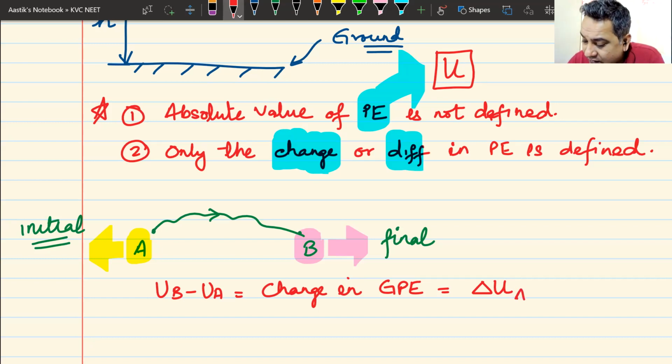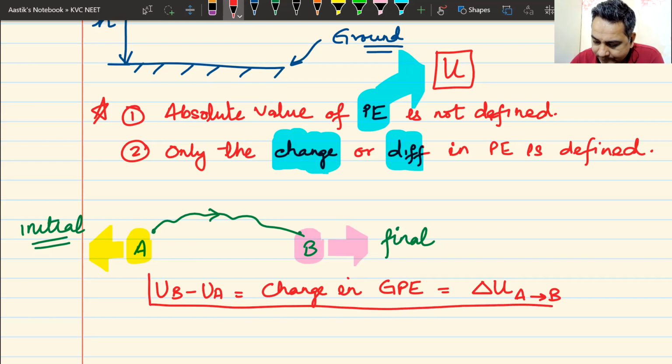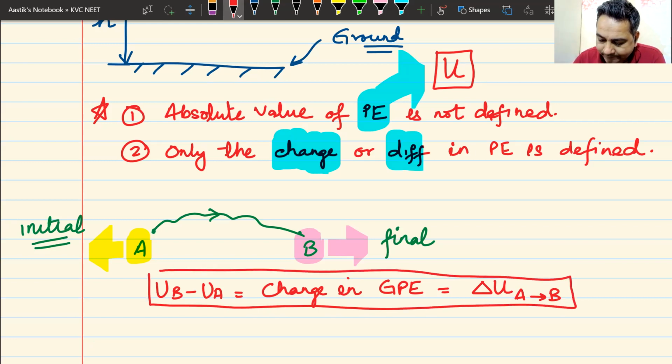From where to where have I gone? I have gone from A to B, so this is how I will write it. Delta U from A to B is simply UB minus UA. Am I clear with this? Change in gravitational potential energy. Change means delta. U means energy. Delta U, change in U. A, initial point. B, final point. It is always equal to UB minus UA.